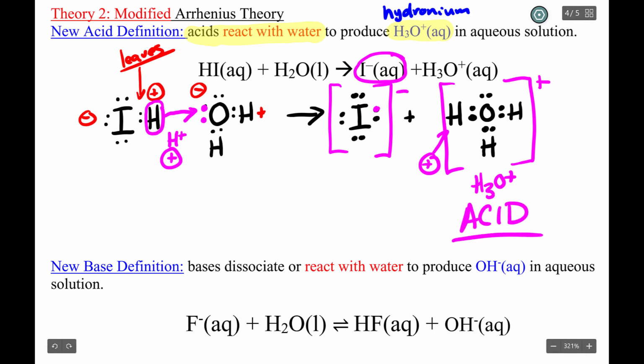So this is what happens at the molecular level when a polar molecule containing hydrogen is dissolved in water. And in this case, because this is a strong acid, again, I'm going to talk about strong and weak in later lessons, this is 100% forward. This happens all of the time when dealing with hydrogen iodide in water.